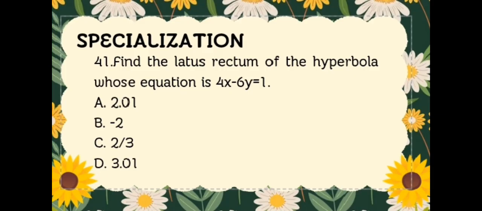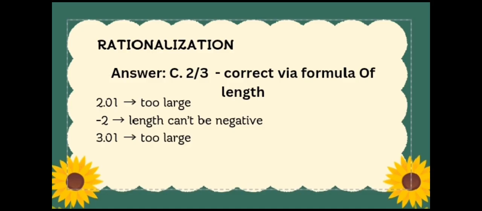41. Find the latus rectum of the hyperbola whose equation is 4x minus 6y equals 1. A. 2.01, B. Negative 2, C. 2 over 3, D. 3.01. The answer here is letter C, 2 over 3.